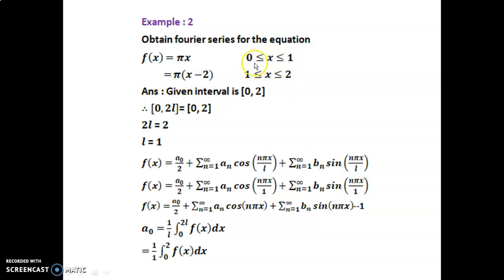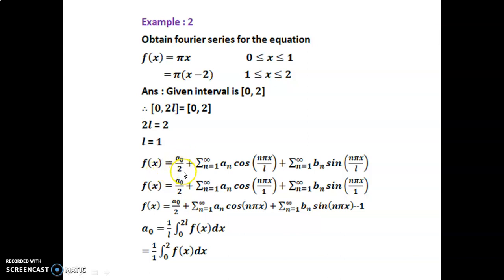Now the answer. Here the lower limit is 0 and the upper limit is 2, so the given interval becomes 0 to 2. So this comes under type number 1. Comparing, we get 2l equal to 2, thus l equal to 1. This is the Fourier series formula.